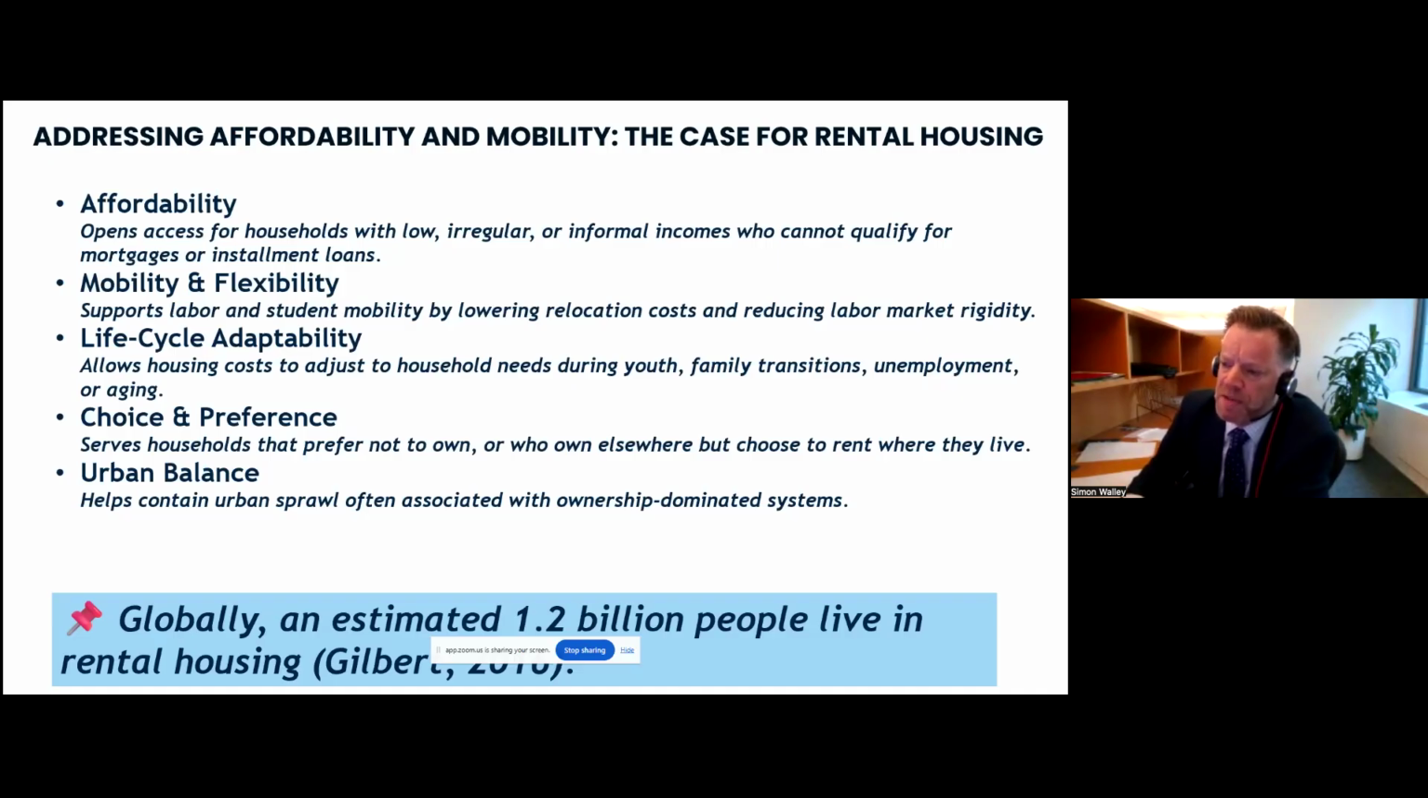The third one is life cycle adaptability. Not everyone is ready to make the step to own property, particularly if you have a growing family. You don't want to move again in a couple of years when you have a couple more children and you need more bedrooms. So rental provides a kind of transition stage housing.